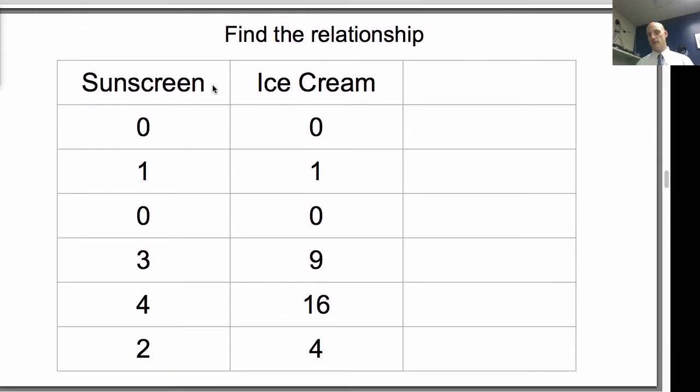There's a story. It goes like this. Down on the beach, there's a store. It sells two things: ice cream and sunscreen. And as the days go on, they track the sunscreen and the ice cream sales. The day that they sell one bottle of sunscreen, they notice that they sell one ice cream cone.